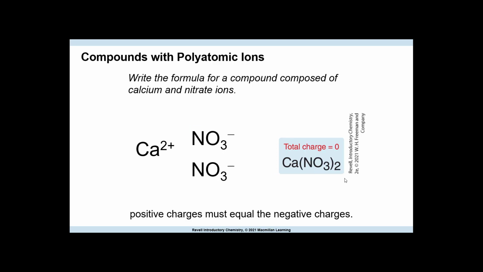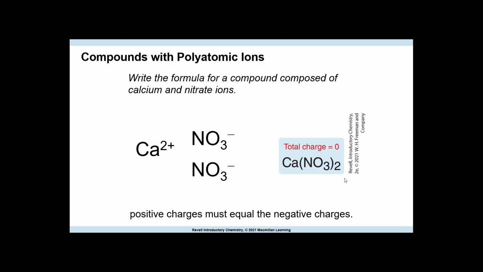Compounds with polyatomic ions. We can also predict the formulas for ionic solids containing polyatomic ions. Look at calcium. Calcium is a group 2, so it loses 2 electrons. And nitrate is a polyatomic ion that has a -1 charge. So in order to cancel out the 2+ charge, we're going to need 2 nitrate polyatomic ions to balance this out. So it'd be 2+, and then we have 2-, canceling out equals 0. So the total charge is 0.